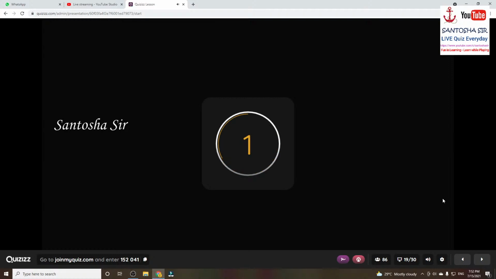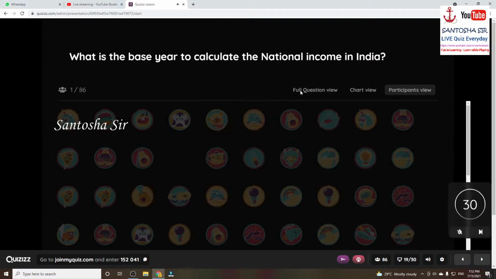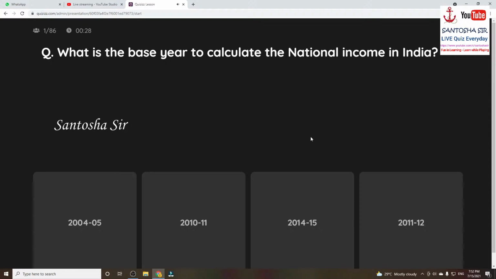Quickly moving on to the 19th question. Here comes. What is the base year to calculate the national income in India? Is that 2004-05, 2010-11, 2014-15, or 2011-12?